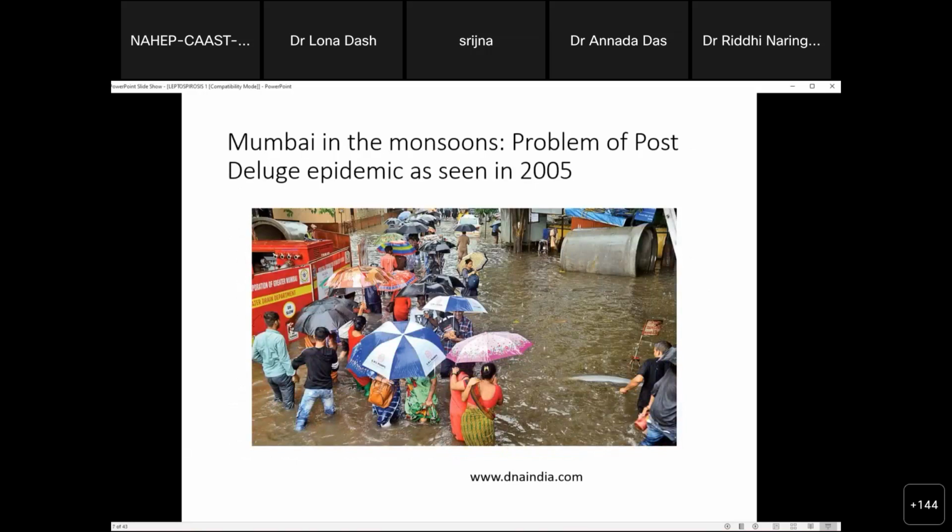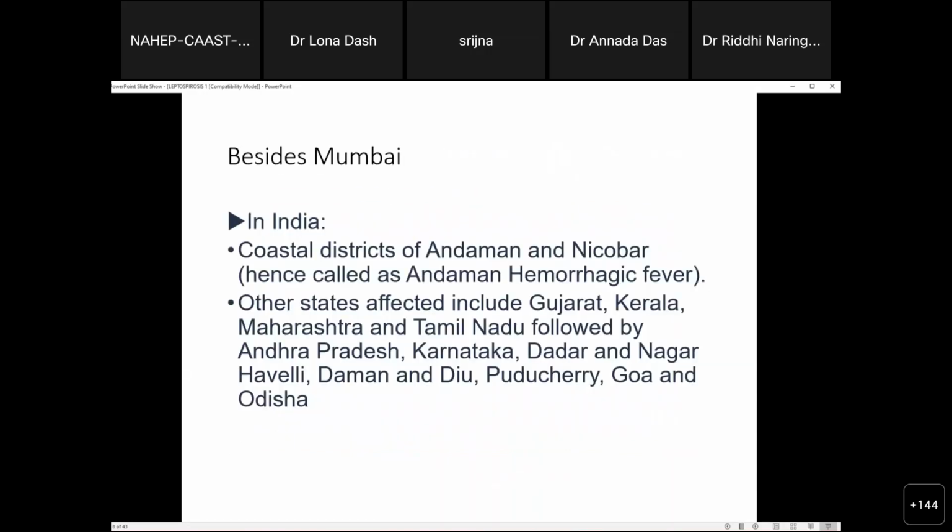Again, the importance of leptospirosis in the milieu of post-deluge Mumbai cannot be overemphasized. In the year 2005, after the huge flooding due to the heavy rains, we saw a heavy rise in the number of leptospirosis cases among humans during the post-deluge phase.